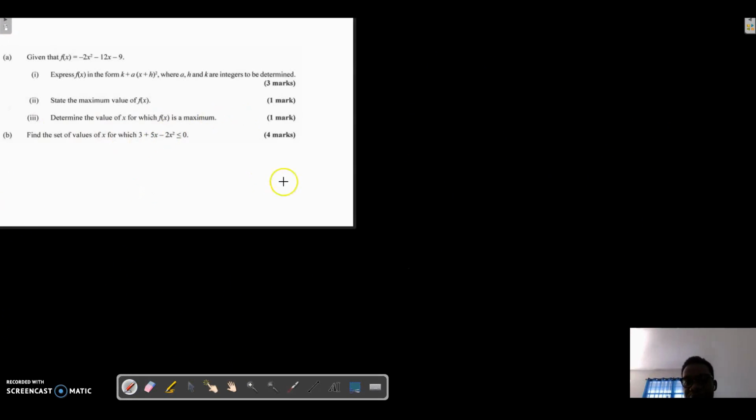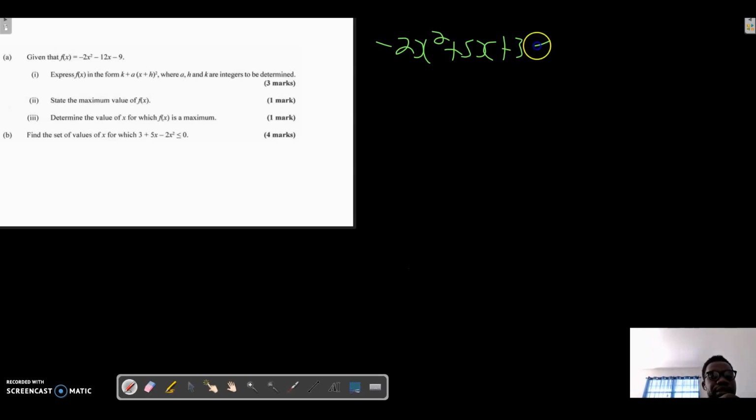Alright, the next question on the sheet says, find the set of values of x for which 3 plus 5x minus 2x squared is less than 0. So what we have here is a quadratic inequality. Now if we're incompatible with the current structure of the question, we can restructure it so we have ax squared first. So I'm going to have negative 2x squared, please watch the signs, plus 5x plus 3 is less than or equal to 0. Alright?